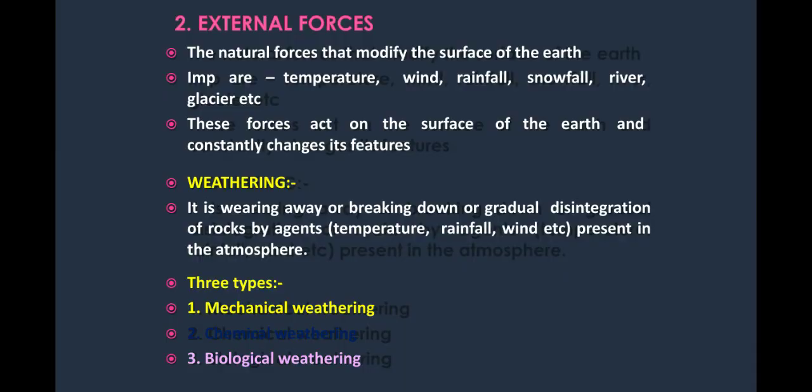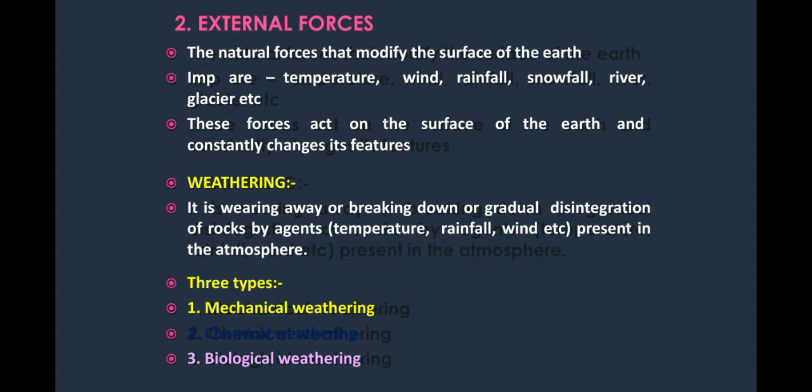Now we saw the internal forces, some disturbance in the interior of the earth, where changes take place. Now what are the external forces? There are many external forces. The natural forces that modify the surface of the earth, important ones are temperature, wind, rainfall, snowfall, river, glacier. These forces act on the surface of the earth and constantly change its features.